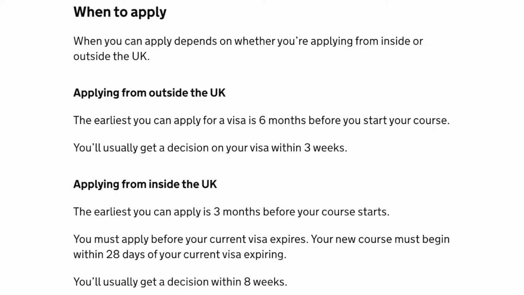and then all I needed to do was apply for the CAS. Now if you go on the UK government website, you will see that you can apply for your student visa 6 months in advance. So if your course start date is, for example, 20th of September, you can apply from 20th of March, but most universities don't do that.